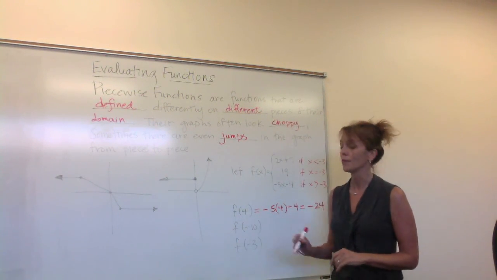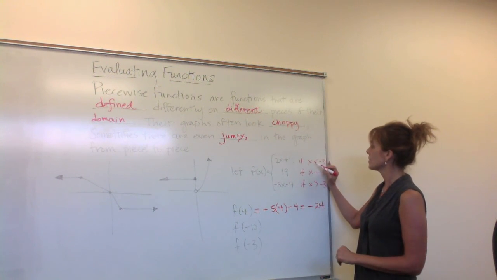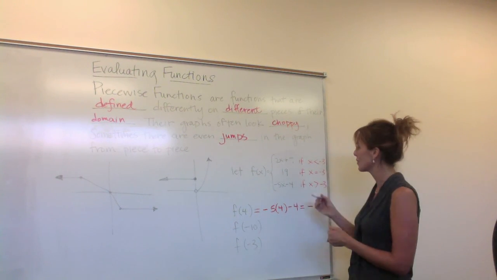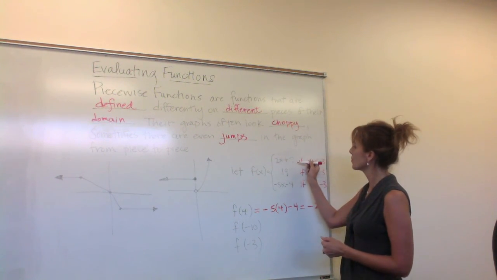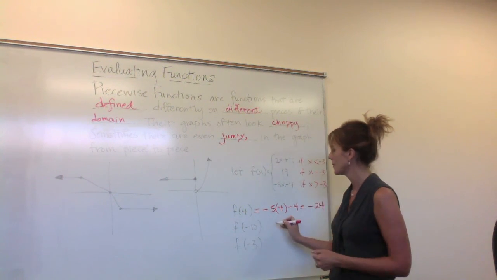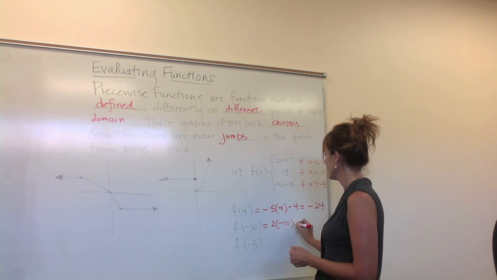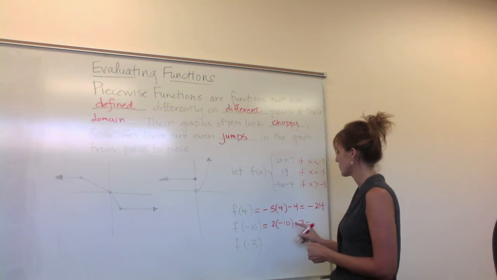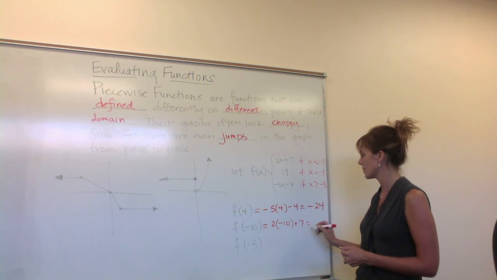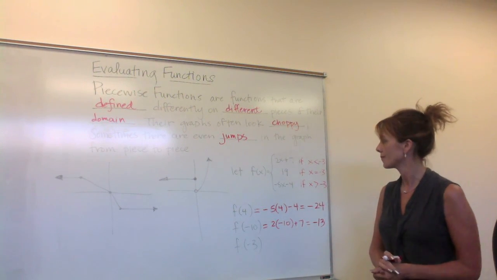So let's try f of negative 10. So, is negative 10 less than negative 3? Yes, so that's the door I want to go through. Take it through this door, and then I'm just going to substitute this negative 10 in right here. 2 times negative 10 plus 7. Okay, so this is negative 20 plus 7, also known as negative 13.